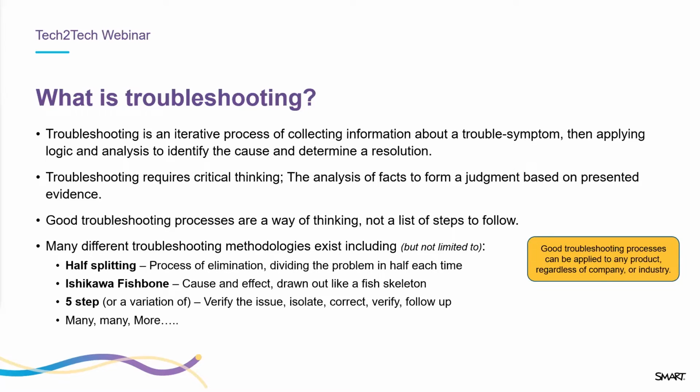Now, when you are troubleshooting, sometimes you do follow a list of steps in order to activate a procedure or a process, but that is not troubleshooting as a whole. Troubleshooting as a whole is a way of thinking, a way that you approach a problem. And there are many different troubleshooting methodologies in existence today in many industries, including half splitting, Ishikawa fishbones, 5-step processes, and many more. I'm not going to go into the details of the different troubleshooting methodologies that exist because there's a lot of resources available online about those.